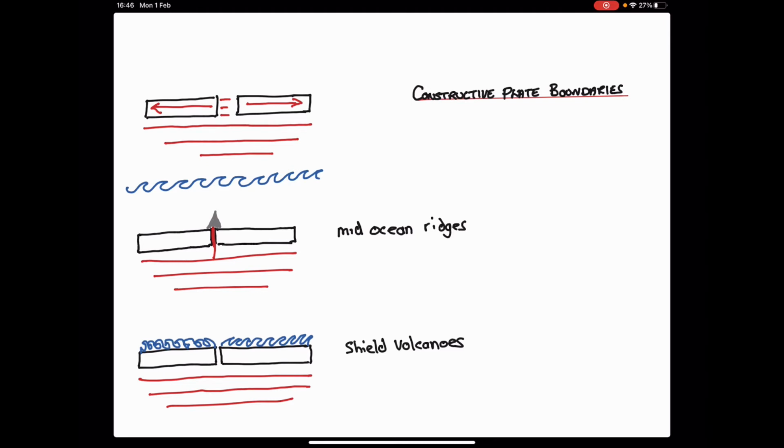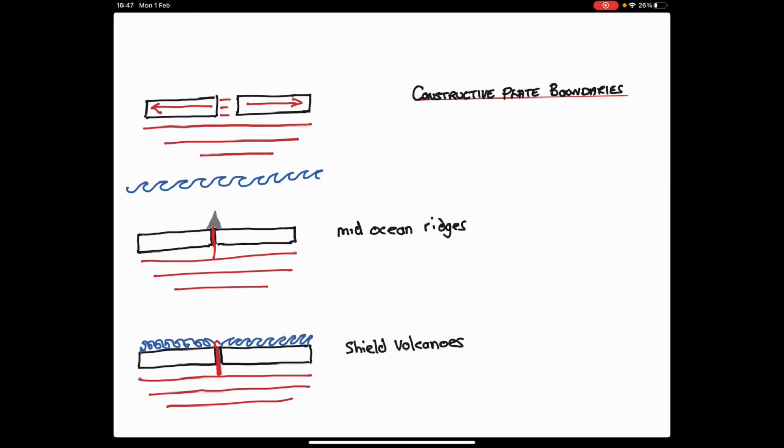Sometimes, when the magma reaches the surface, it doesn't merely solidify into mid-ocean ridges, but rather can result in a volcanic eruption. Again, magma rises up to fill the gap between the two diverging plates. The volcanoes that we find at constructive plate boundaries are very different to those we find at destructive plate boundaries. They are not explosive in nature, but rather we see thin runny lava seeping from these shield volcanoes.